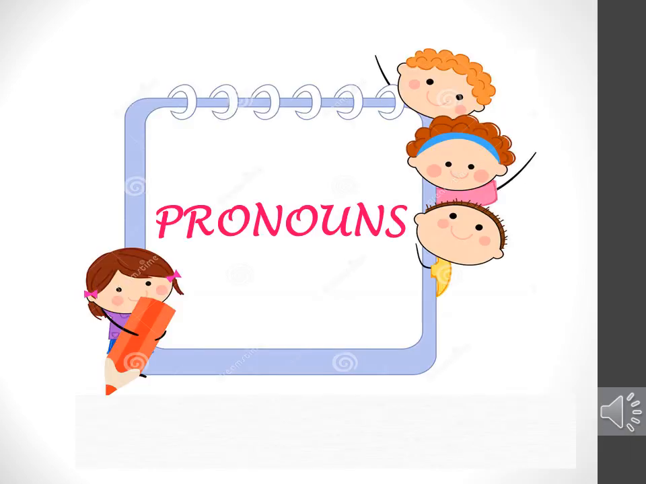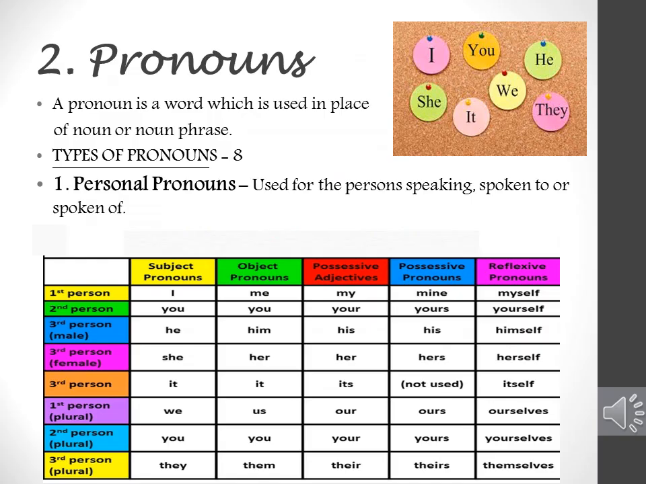Now let us have the definition of pronouns. A pronoun is a word which is used in the place of a noun or noun phrase. And there are 8 types of pronouns. The first one is personal pronouns, which are used for the person speaking, spoken to, or spoken of, who are called as first person, second person, and third person.